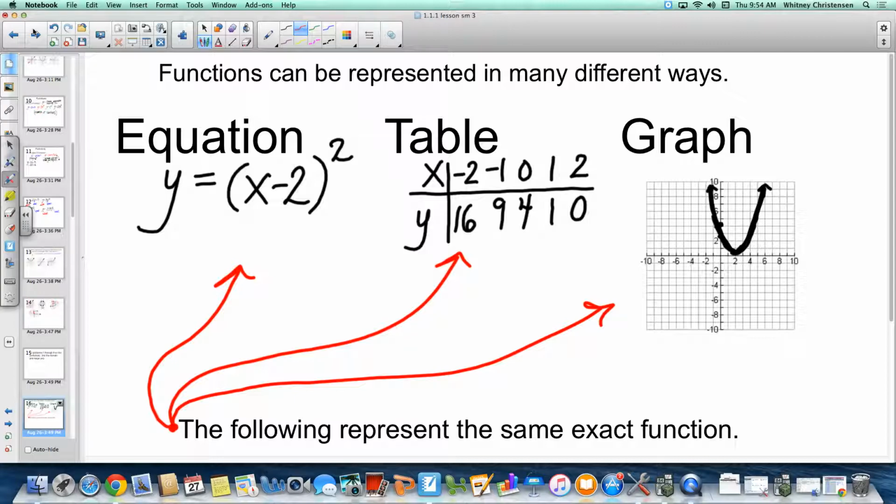Look, if I plug in a 0 for x, my input, I have -2 squared. -2 times -2 is positive 4. Is that what they got? So does everybody see how these are the same thing, different forms? And then we could take these x, y points and graph it. And that's what it would look like. Does that make sense how they connect? Okay, awesome.